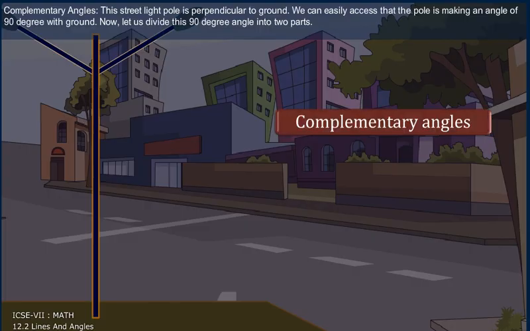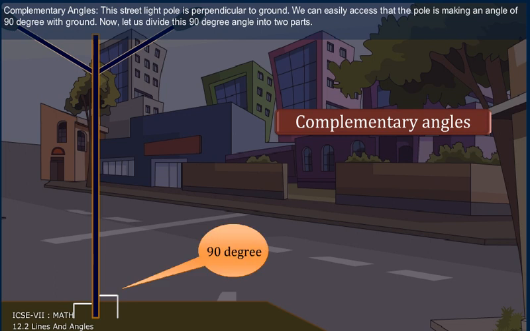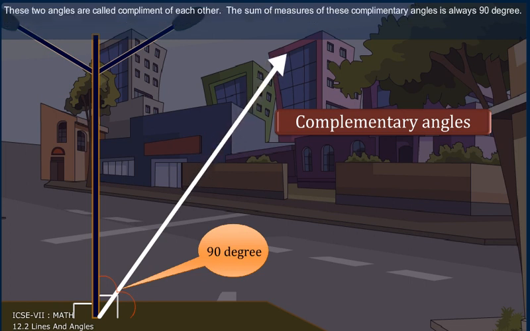Complementary angles. This straight light pole is perpendicular to the ground. We can easily see that the pole is making an angle of 90 degrees with the ground. Now, let us divide this 90-degree angle into two parts. These two angles are called complements of each other. The sum of the measures of these complementary angles is always 90 degrees.